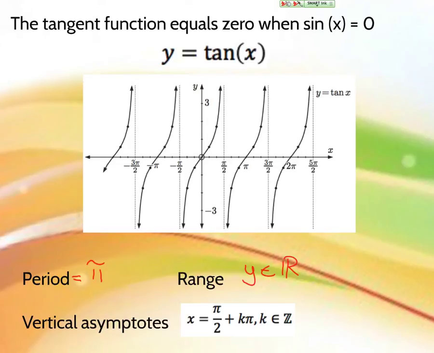Now these vertical asymptotes start at pi over 2, but then every pi units, there's another vertical asymptote. We use this letter K to represent that. So pi over 2 plus pi is 3 pi over 2. Plus pi, 5 pi over 2. And if I subtract pi and go into the negatives, we've got more vertical asymptotes. I don't want you to get freaked out about this K that's in there. It's just saying that every pi there's another asymptote.